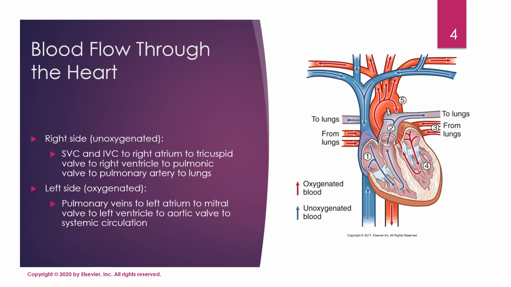So for the oxygenated blood, it goes through and it gets oxygen, and then the heart sends it back to the body. So our pulmonary veins to the left atrium, to the mitral valve, to the left ventricle, to the aortic valve, to systemic circulation. And this is the only time in our whole body that a vein will carry oxygenated blood, is when the pulmonary veins carry it from the lungs to the left atrium.